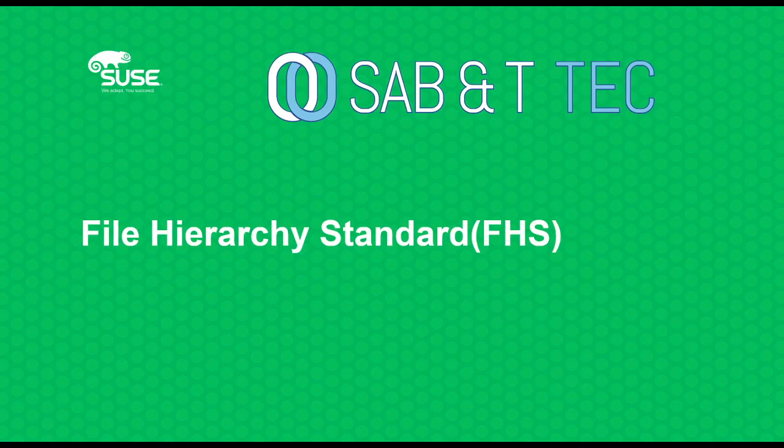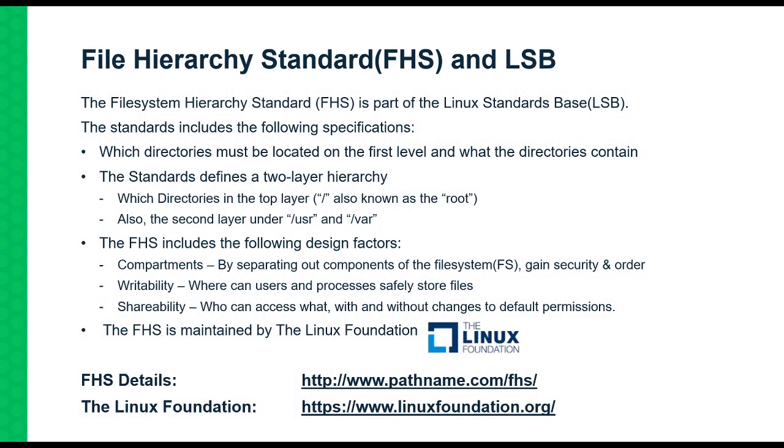Now let's have a look at the File Hierarchy Standard, in short the FHS. The File Hierarchy Standard is part of the Linux Standards Base. The standards include the following specifications: which directories must be located on the first level and what the directories should contain. So the standard defines a two-layer hierarchy. Firstly, on our very top layer, which directories must be present. Our top layer is known as root, and it is defined as a front slash in Linux. Then on our second layer, which directories must be under our /usr directory and our /var directory.